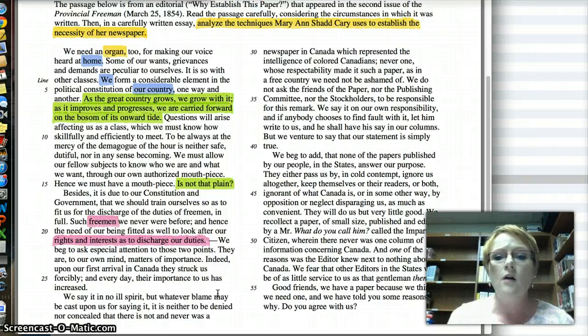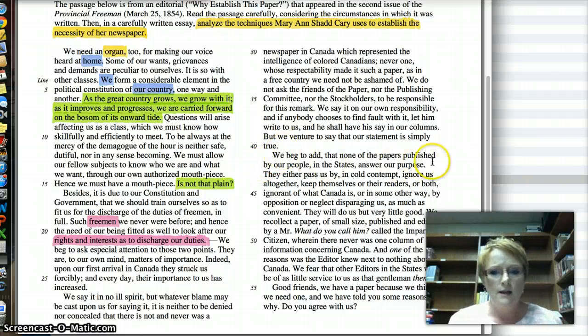We say it on our own responsibility, and if anybody chooses to find fault with it, let him write to us, and he shall have his say in our columns. But we venture to say that our statement is simply true. We beg to add that none of the papers published by our people in the States answer that purpose.